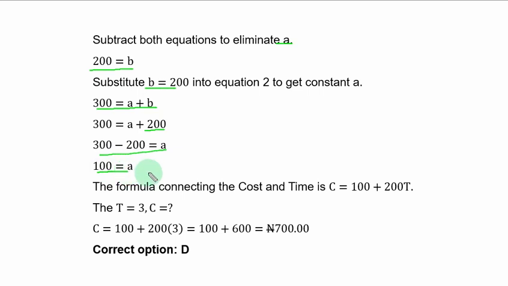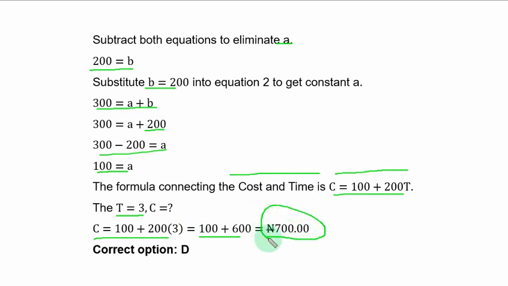With this, you can state the formula connecting the cost and time in this form. Now you are asked to get cost when the time T is 3. You simply recall the formula that is connecting the cost and the time, and you replace T with 3. So you have 100 plus 600, and that is 700 naira. The cost for 3-hour service. D is the correct option.